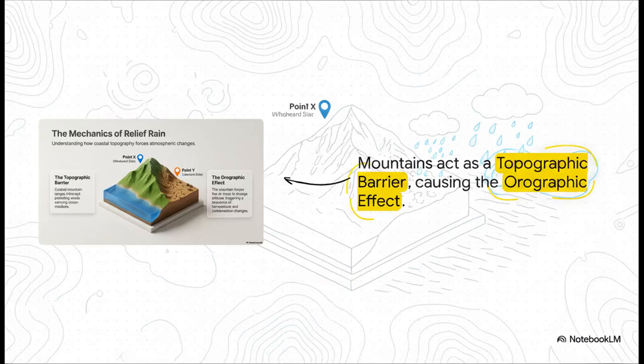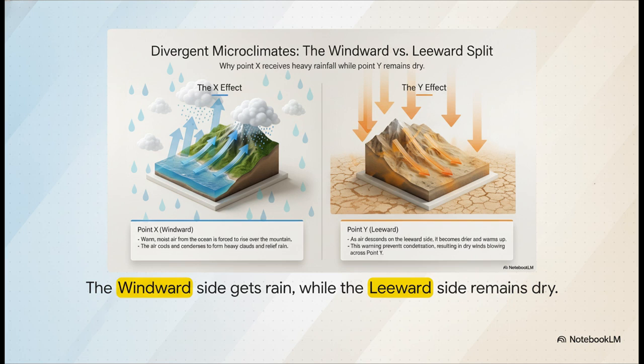Okay, so it all kicks off with something called a topographic barrier, basically a big mountain range right by the coast. Now, this barrier forces air to move upwards, and that process triggers the orographic effect. You absolutely need to know that term. It's a guaranteed point score. And this effect creates 2 totally different zones.